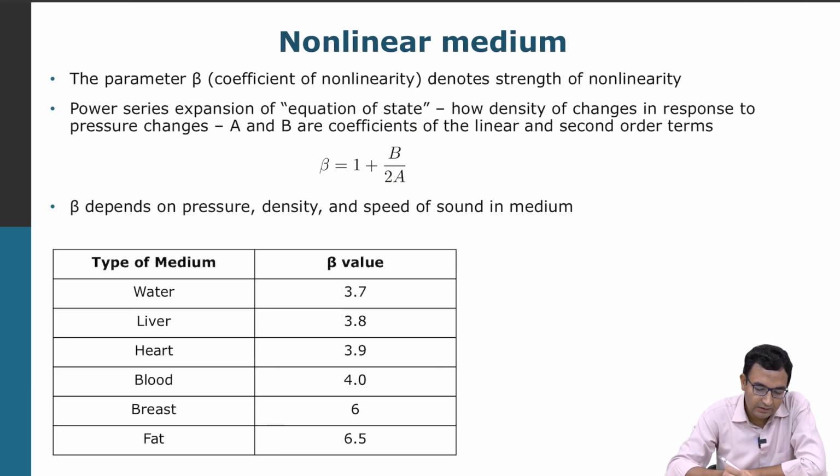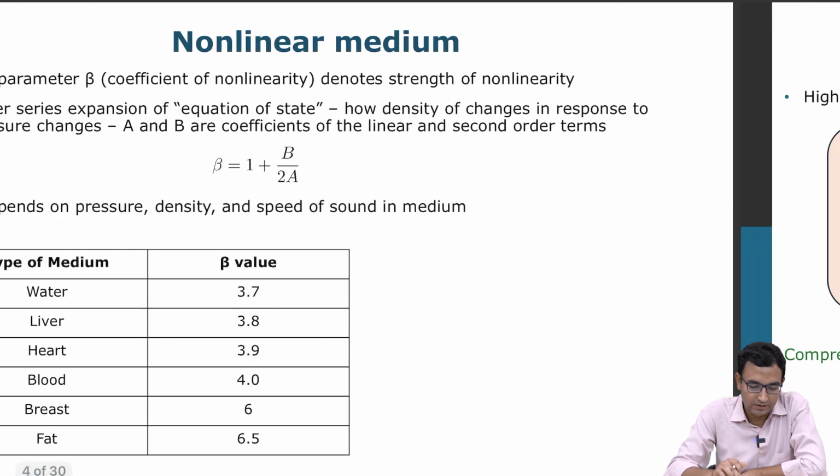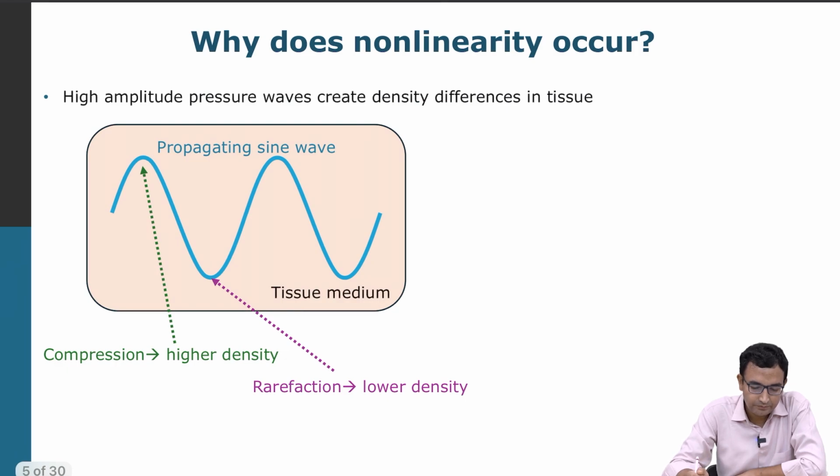Now here are the beta values for some different media which are relevant to us. For example, fat, liver, heart, blood, breast tissue, and what you see here is that the beta value is very high for fat, right? So we can expect fat to demonstrate higher nonlinearity. Now it is not quite as simple as that. We will discuss later through a parameter called Gol'dberg number, because there is another parameter, the attenuation, which is also important. Nonetheless, let's proceed.